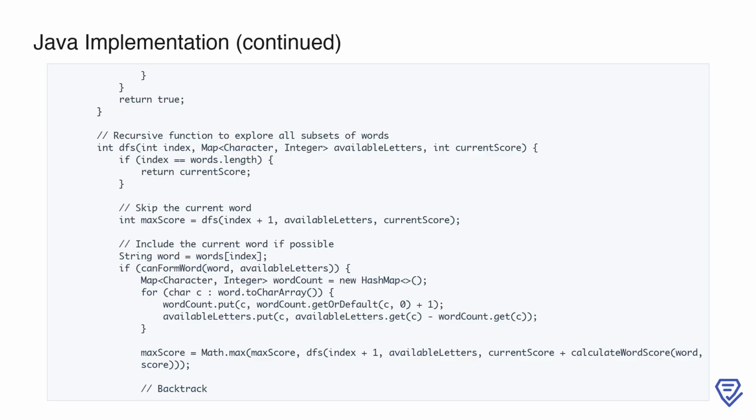First, we skip the current word entirely and calculate the maximum score by moving to the next index. Then, we consider including the current word in our subset, but only if it's possible to form the word with the available letters. To do this, we create a count map for the word, subtract the required letters from the available ones, and calculate the new score using the calculateWordScore function. After this, we make a recursive call to explore further subsets while including the current word. However, since we modified the available letters map, we need to backtrack by restoring the original counts for the letters to ensure the changes don't affect other branches of the recursion.